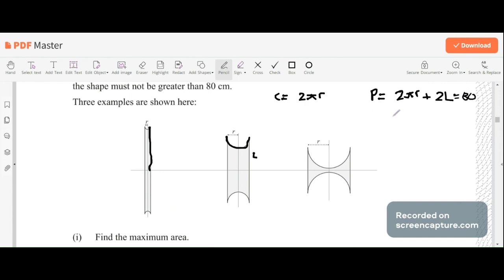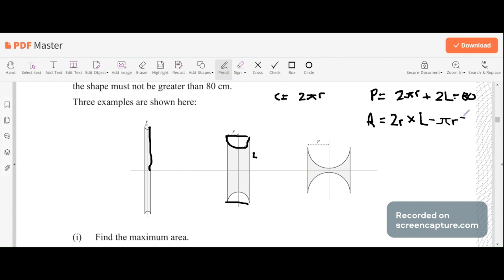We want to maximize the area. So the area is equal to 2R times L. So that's the rectangle. 2R is the base, L is the height. And then we need to minus pi r squared. Alright, this is how we do it.